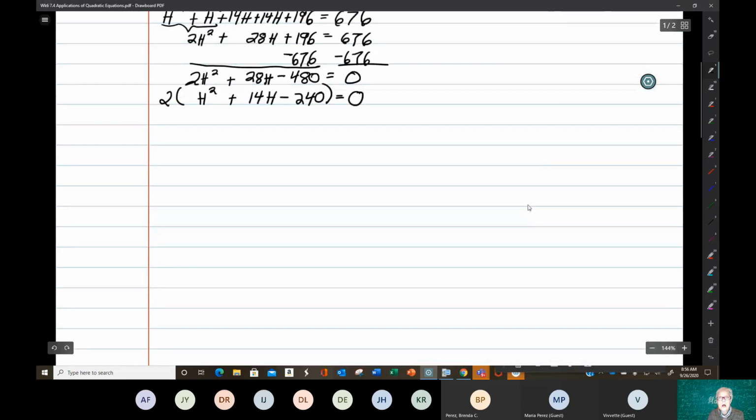And then only because this is an equation, you can divide both sides by 2. An equation has an equal sign. It has stuff on the left and stuff on the right. Okay, so h squared plus 14h minus 240 equals 0 divided by 2, which is 0.